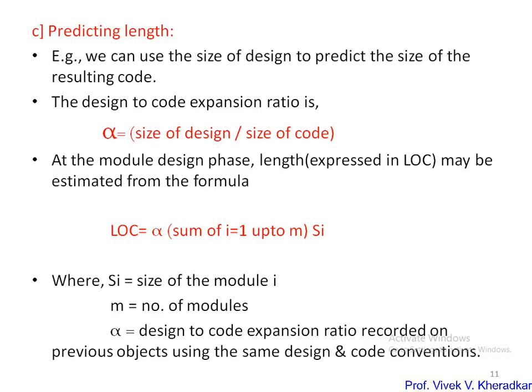So whenever this product was developed before, based on the size of design and size of code, we find the alpha. That alpha, and how many components you identify in the particular modules, helps find the LOC of the predicted code. These are the ways.